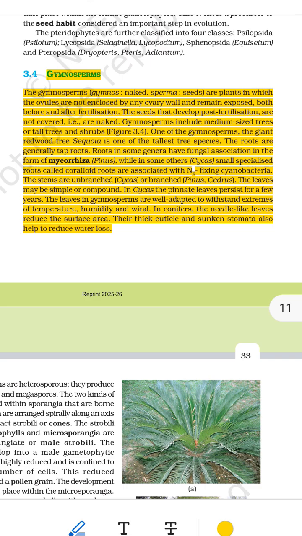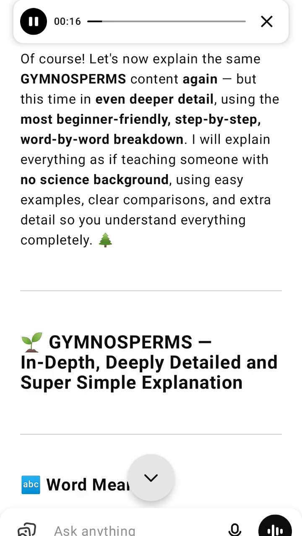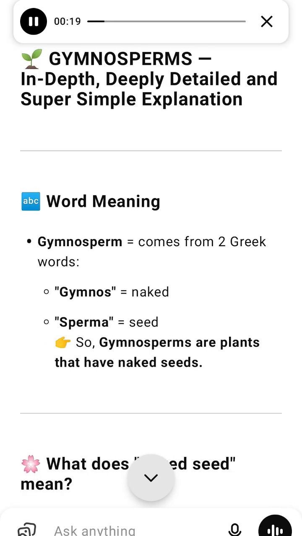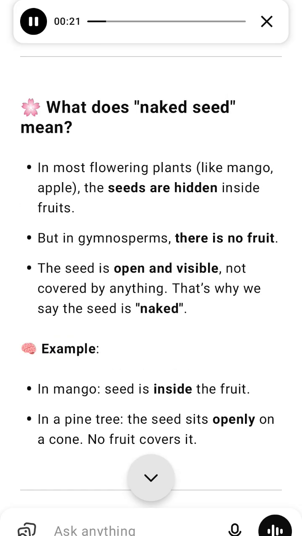What kind of plants are they? Usually medium to tall trees, sometimes shrubs, not small like grasses or herbs. Some of them live for hundreds or even thousands of years. Examples: pine, Pinus, Cedrus, Cycas, palm-like tree, Sequoia, tallest tree species in the world.